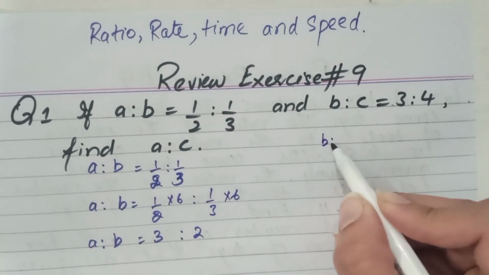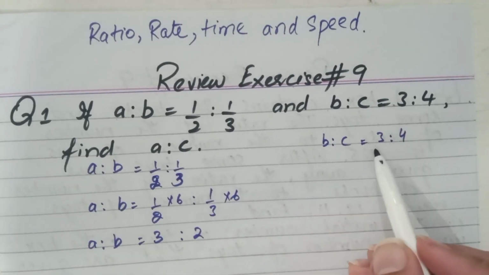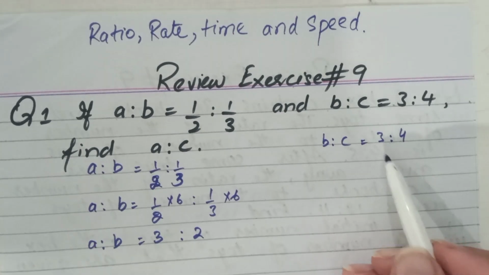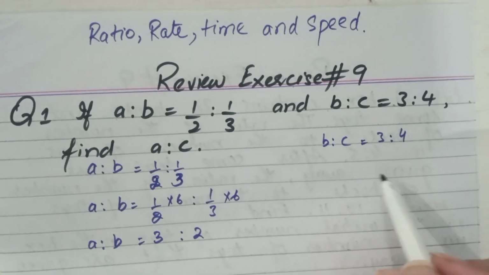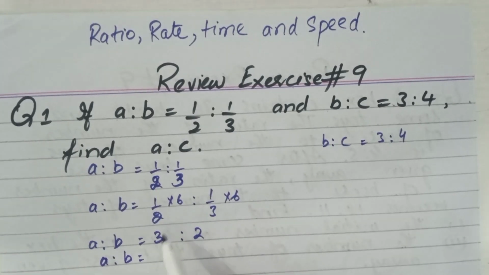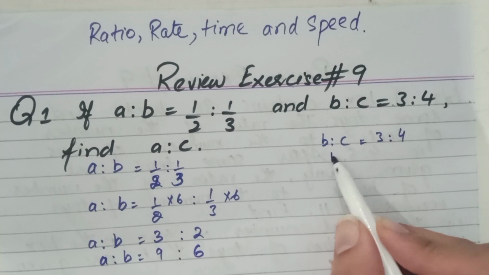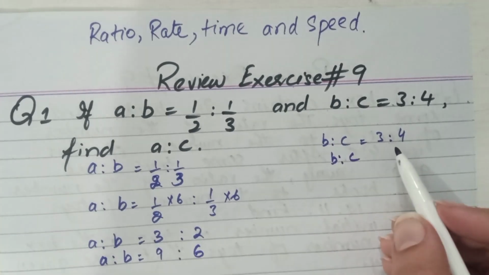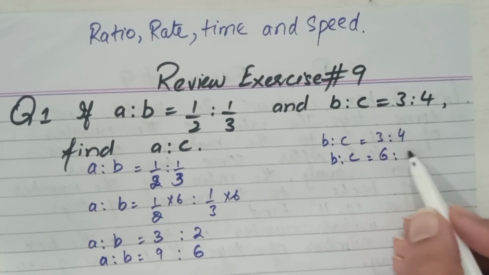Now the other ratio, B ratio C, is 3 and 4. We see B is 2 in one and B is 3 in the other. Now we have to equalize it. We multiply the first by 3, so 3 times 3 is 9 and 2 times 3 is 6. We multiply the second ratio by 2, so 3 twos are 6 and 4 twos are 8.